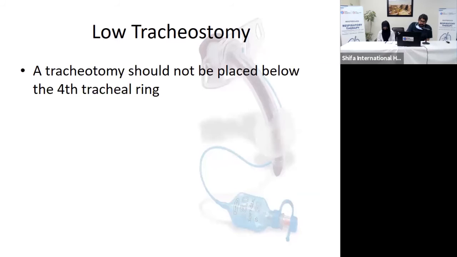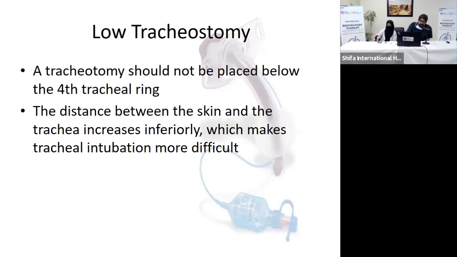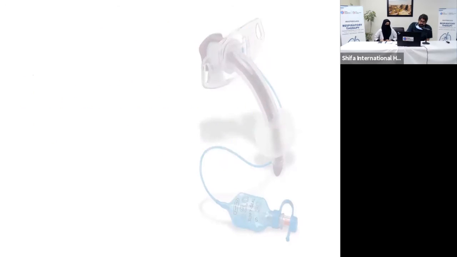We have to be careful that if we go below the fourth tracheal ring, then your tube can sit on the carina and can go into one bronchus, and it will affect the ventilation. And the second is when you start going low, the distance between the skin and the trachea starts to increase, and the chances of having bleeding and more problems, and afterwards having a false track, become higher as well.